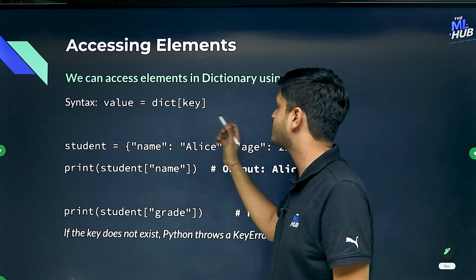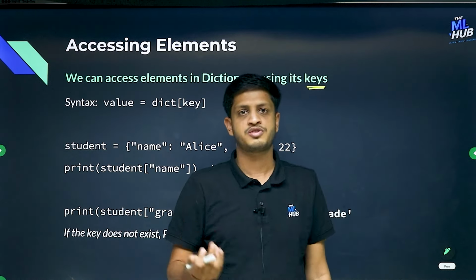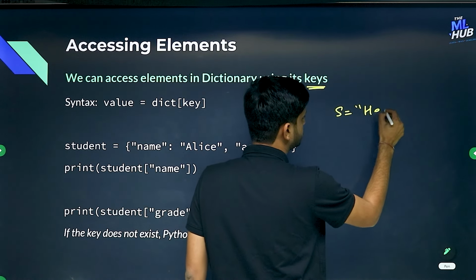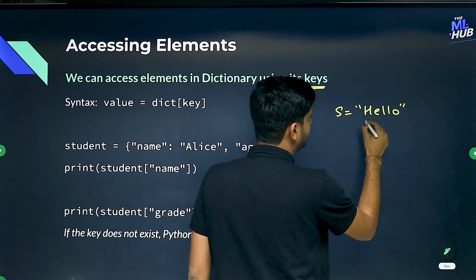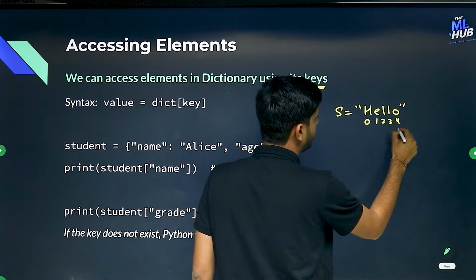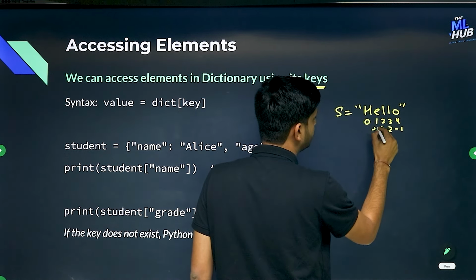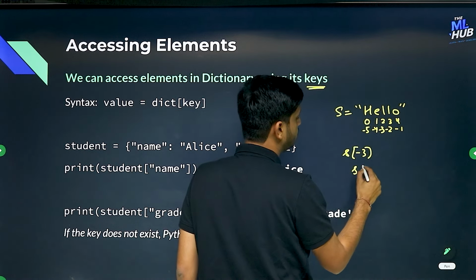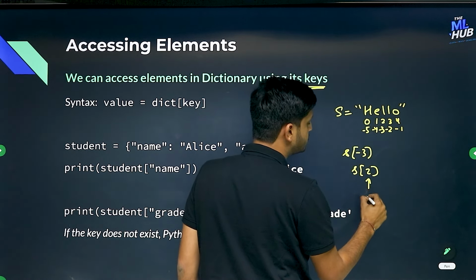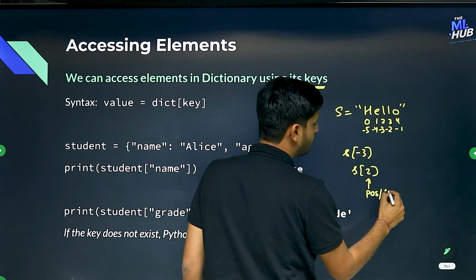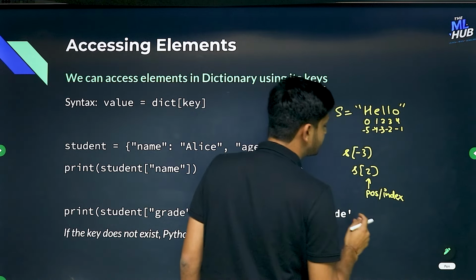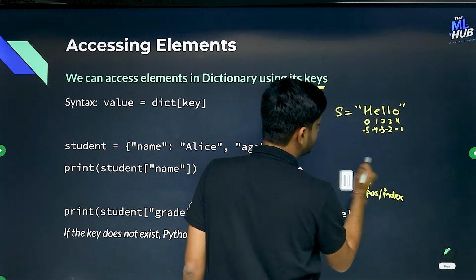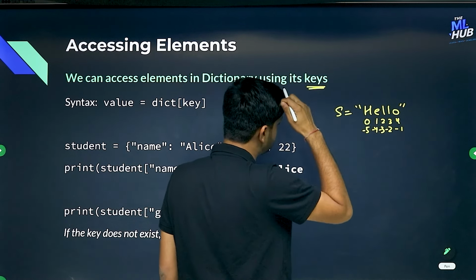So in the square brackets, generally, how do we do indexing in a list or string? Let's say we have a string, hello. Then this is indexing 0, 1, 2, 3, 4 or -1, -2, -3, -4 and -5. So when we say s of -3 or s of 2, here it is considered as position or index. Whatever we write inside square brackets is considered as the position or the index, right? But if we do it in a dictionary, it will not be considered as position or index.